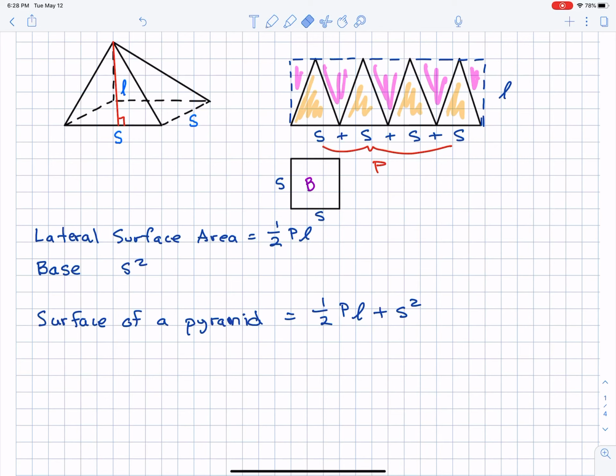So actually, if you don't mind, I'm going to remove that s squared, and I'm just going to call it the area of the base to give it a more general form, so it looks kind of like what we did the other day. Okay, so that is the surface area of a pyramid.